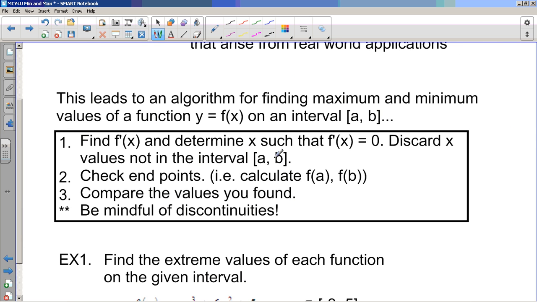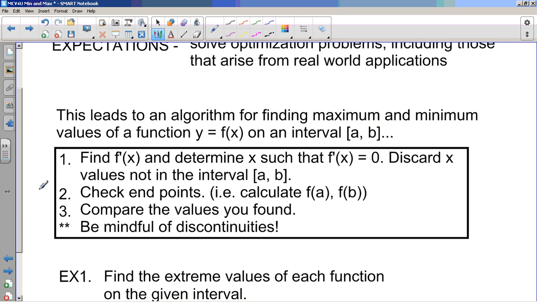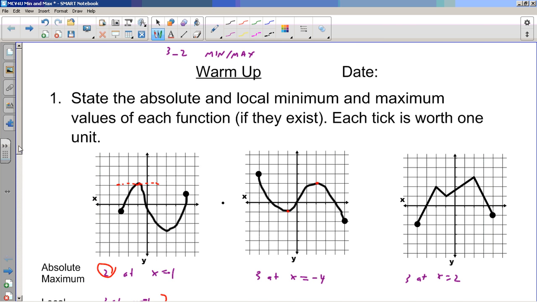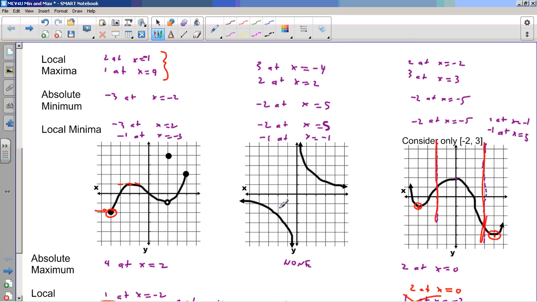Okay, so nice. Then I got to check the endpoints, because we also saw that minimums and maximums can happen at the endpoints. That is, we calculate the output value at a and the output value at b, and then compare the values you found. We collect up all the locals between these two and then pick our min and max. Easy peasy. And it says be mindful of discontinuities. So we have to be careful in case something like this happens or something like this happens, even though it's not common.